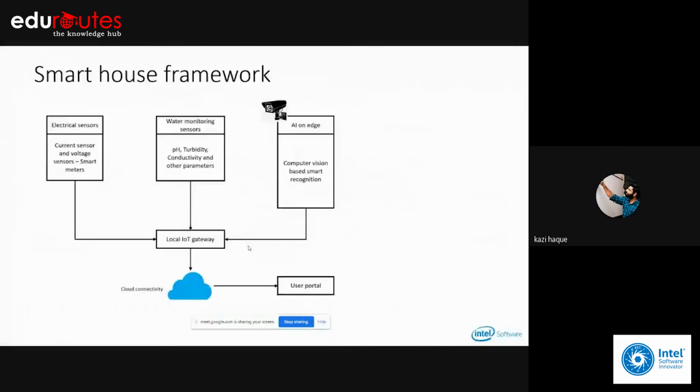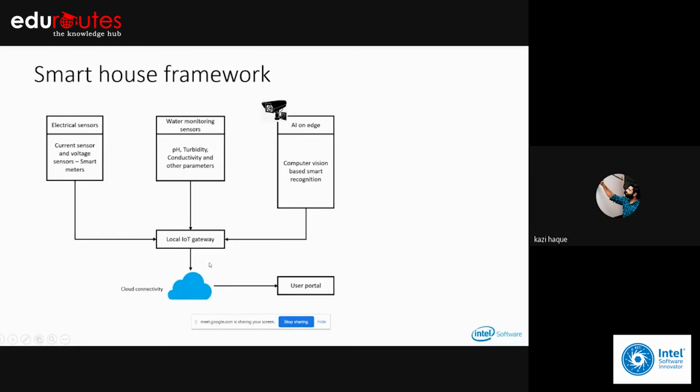Okay, awesome. So this is the smart house framework I was trying to explain. These are the different electrical sensors, which are current sensors, and they are sending all the data to the local IoT gateway. There are different water monitoring sensors, which are available again on the different use cases. There are computer vision smart sensors available for LPR, for attendance in an office space, and all these are coming to a local IoT gateway.